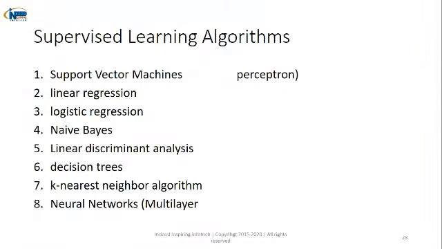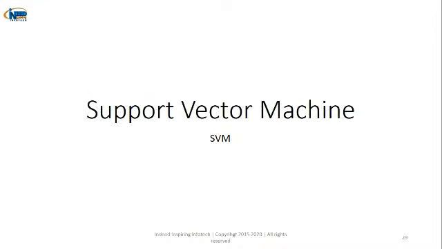Fine, let us go back. Here you can see that we have support vector machines, linear regression, logistic regression, naive Bayes, linear discriminant analysis, decision trees, k nearest neighbor algorithm, neural networks, multi-layered perceptron. These are a few of the listed algorithms which come under the supervised approach. So let's begin with support vector machine.